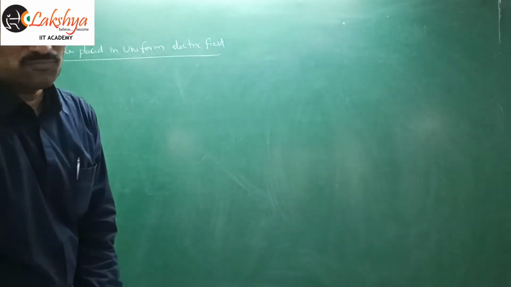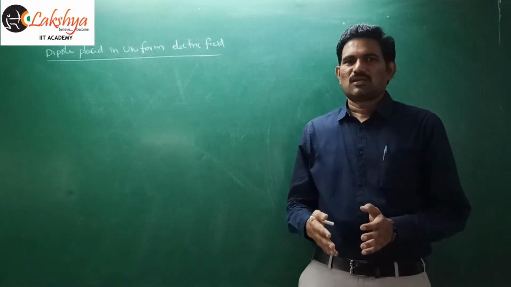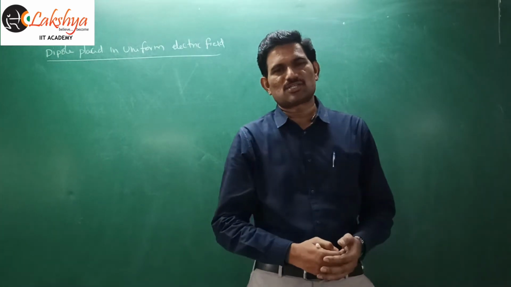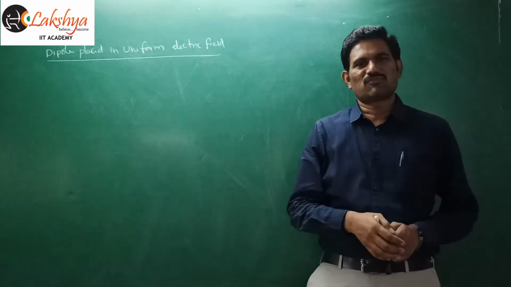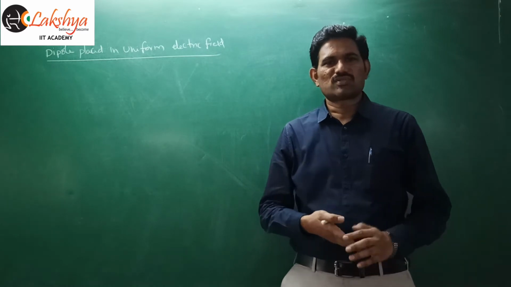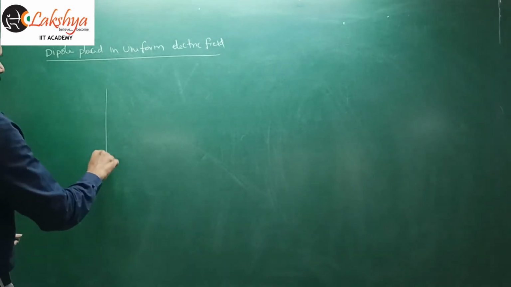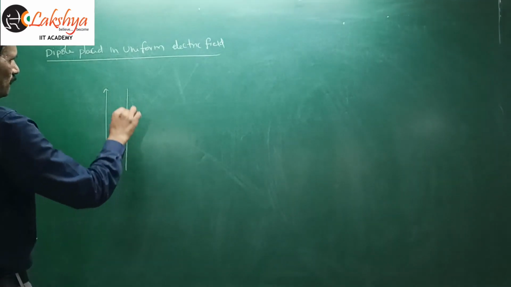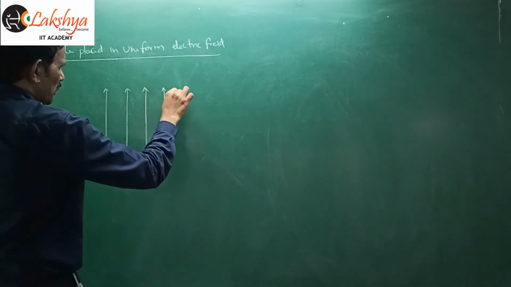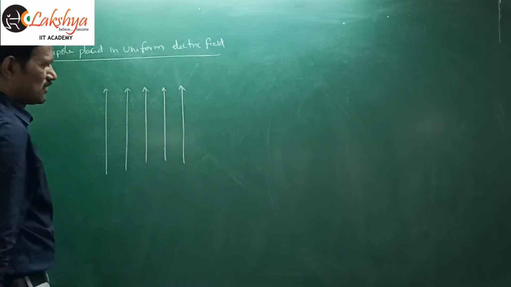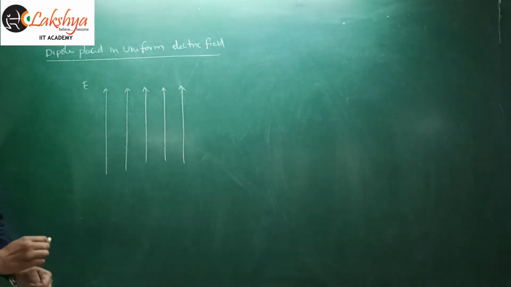You know the meaning of uniform electric field. A uniform electric field means a field whose magnitude as well as direction remains the same at any point in space. Then the field is said to be a uniform field. Suppose I am taking a uniform field like this, and we can represent such a uniform field by equidistant and parallel lines. Suppose a uniform electric field of intensity E is there.